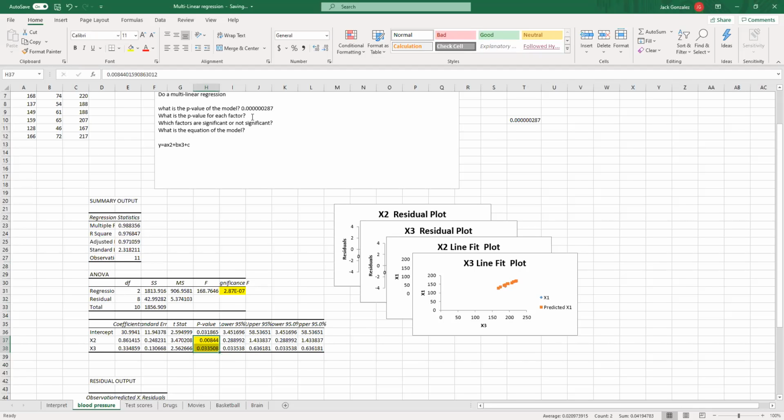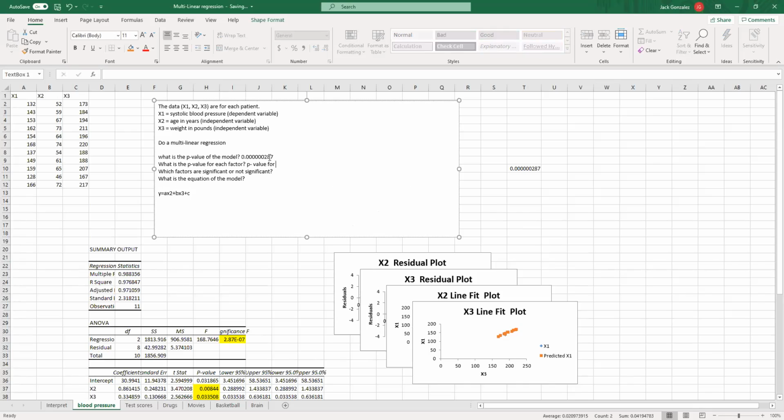So, okay, so I'd say the p-value for x2, which is, I already forgot, age, right? Age is 0.00844. And p-value for, let's see here, x3, which is weight, is 0.033508.